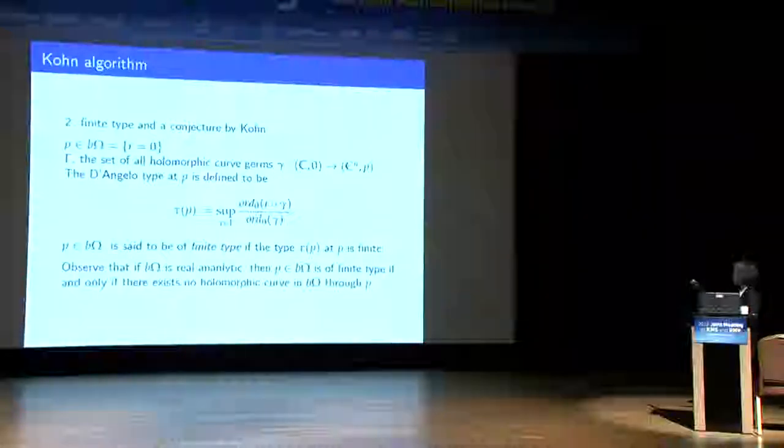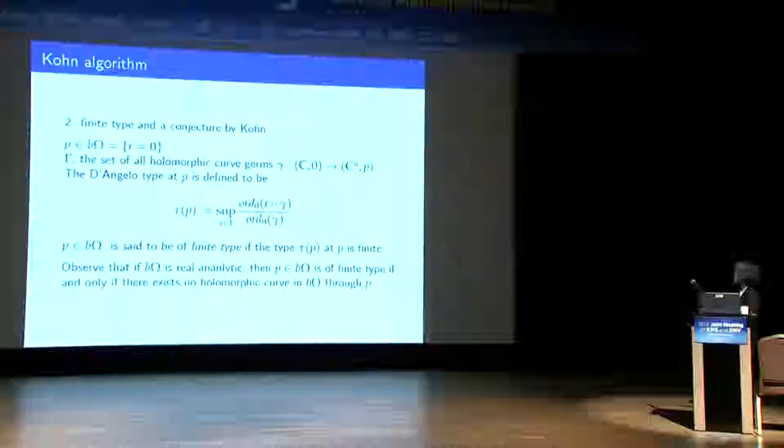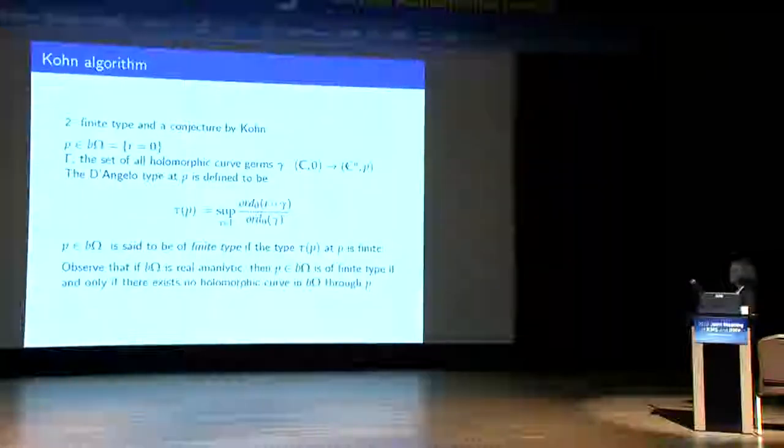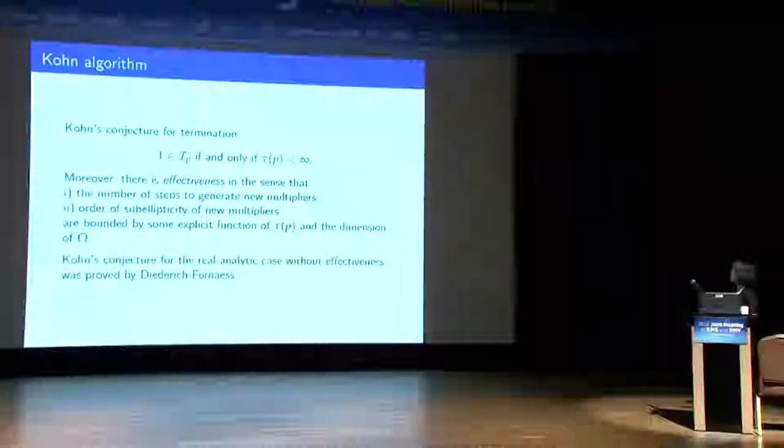And we can easily see that if this is real analytic and if the type is infinite, then there exists a curve which contacts the boundary with infinite order. So if this is real analytic, then this curve should be in the boundary. This means that if this is finite type, then there is no holomorphic curve through P. Then Kohn's conjecture is as follows. The Kohn algorithm terminates if and only if this type is finite.